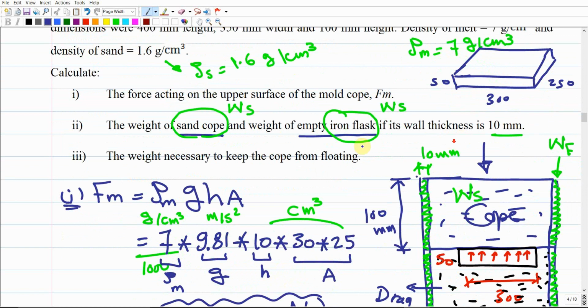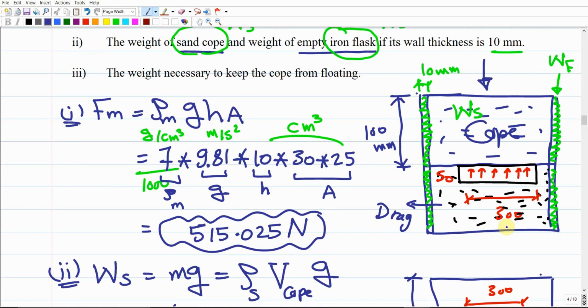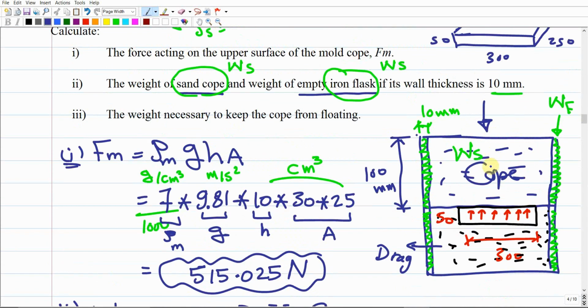weight of the sand, the weight of the flask. Then how much of the necessary weight is needed to keep the cube from floating? Because we don't have a pushing force here. There is a buoyancy force acting on the cube, and there is a weight of the cube that already works against the buoyancy force. So there are two possibilities here. One option is that the cube is heavier, it has a bigger weight than the buoyancy force.